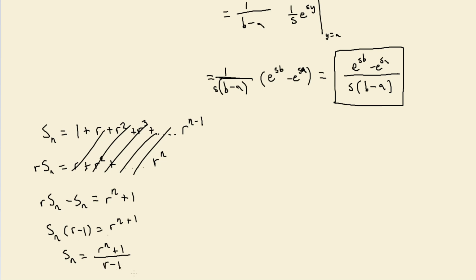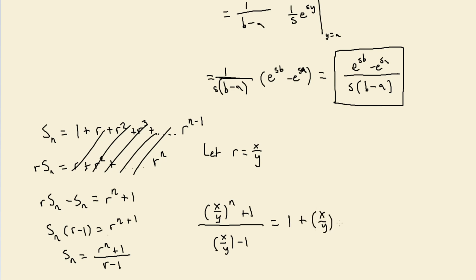Now, why is this fact useful? This fact is useful because if we let r equal x over y, for example, then what are we going to get over here? We'll have x over y to the power of n plus 1 divided by x over y minus 1. What is this going to be equal to? Well, here we'd get 1 plus x over y plus x over y squared plus ... x over y to the n minus 1. I promise you that this is going somewhere.